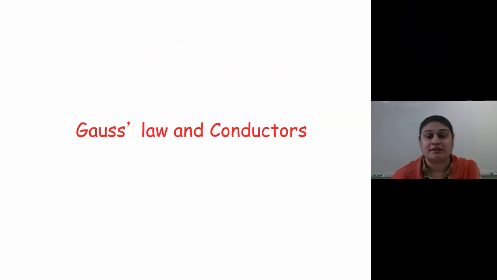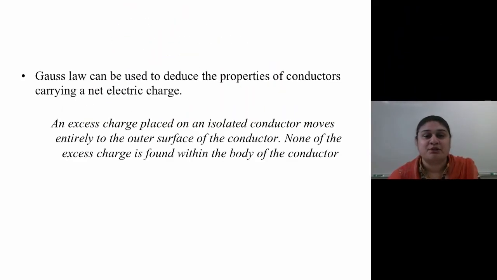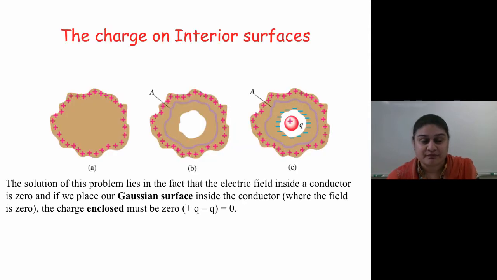Gauss's law and conductors. Gauss's law can be used to deduce the properties of conductors carrying a net electric charge. An excess charge placed on an isolated conductor moves entirely to the outer surface of the conductor. None of the excess charge is ever found within the body of the conductor itself. So the charge on the interior surface.